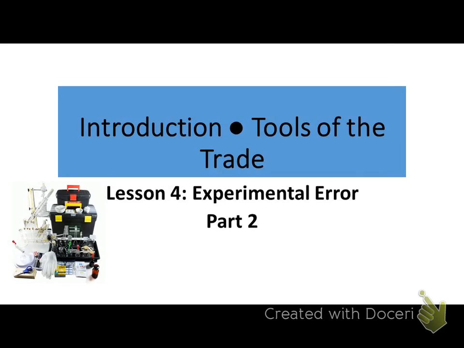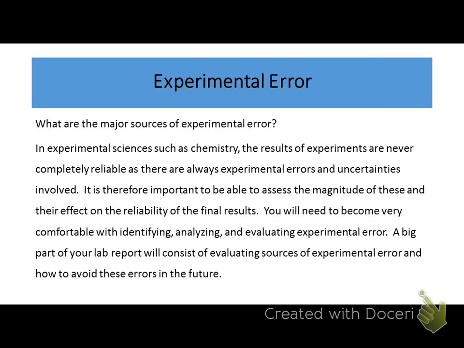Alright, let's go ahead and get started with Lesson 4, Experimental Error, Part 2 of Lesson 4. So we're going to look at experimental error in this lecture video. Experimental error is always going to occur in a lab. You're going to do a lot of labs this year, and you're going to have errors that are going to occur. That's going to affect the reliability of your final results.